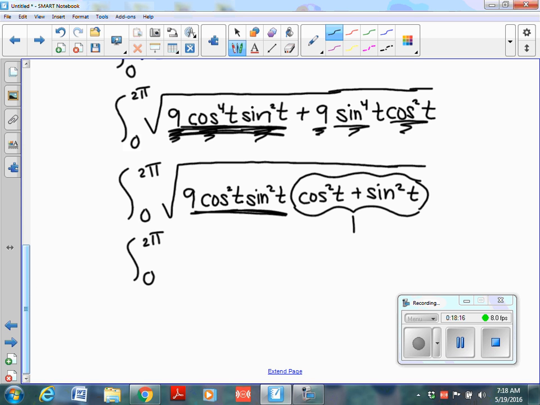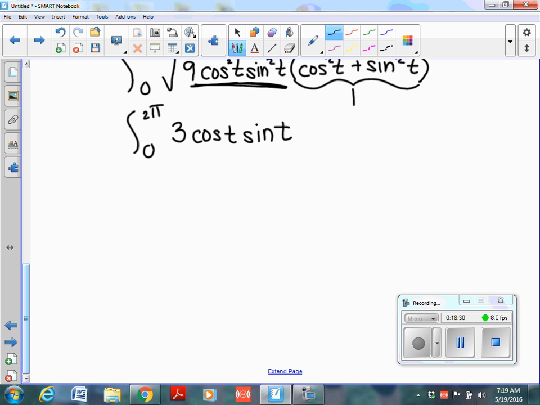And the square root of 9 is 3. The square root of cosine squared t is cosine t. And the square root of sine squared t is sine t. So I took it out of the square root. And now all I have to do is integrate that. Okay, let's finish this. Let's integrate this. How do you integrate this?